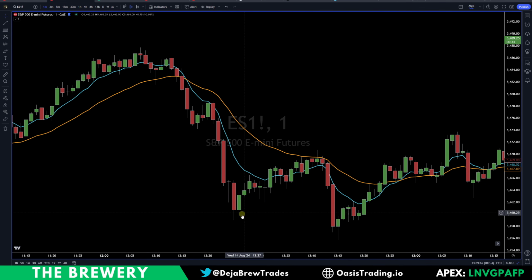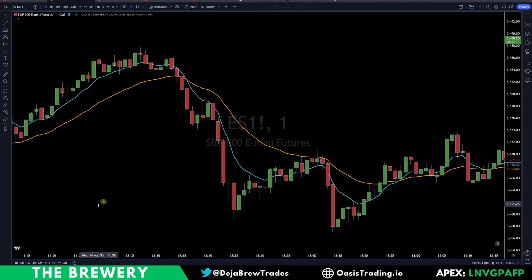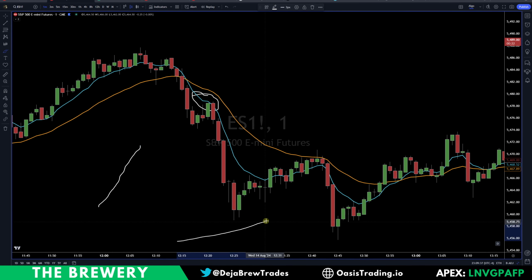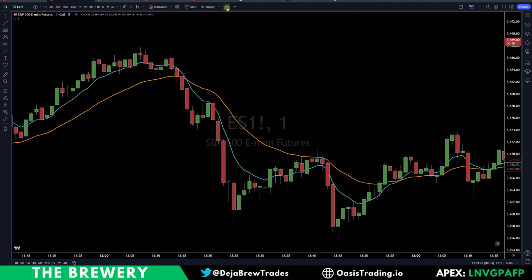Okay, so if it's a sharp bounce, kind of like this right here, then it can return to the 8 EMA and then continue to fail. If it's a slow bounce like this one, it will typically return to the 24 EMA. An easy way to remember that is a fast bounce wants to go to the fast EMA. A slow bounce wants to go to the slow EMA. Okay?